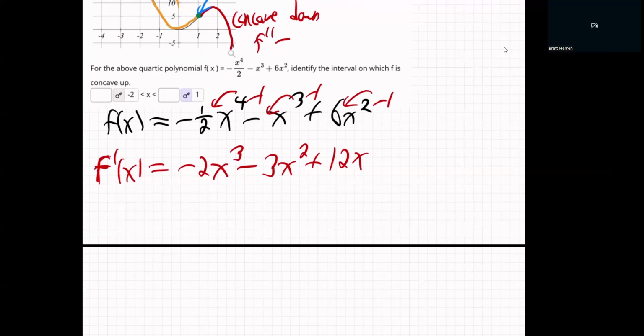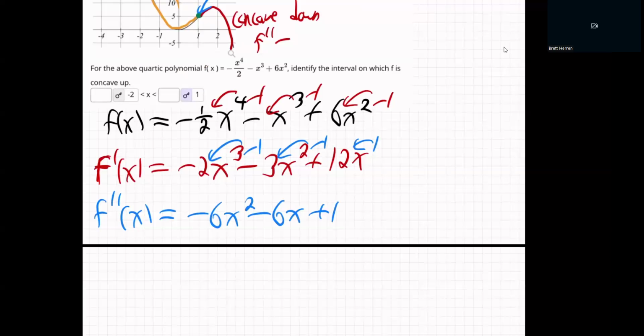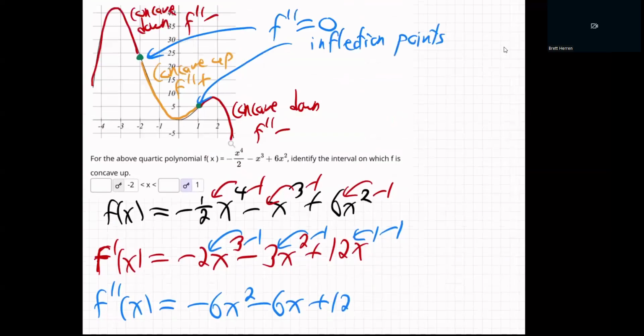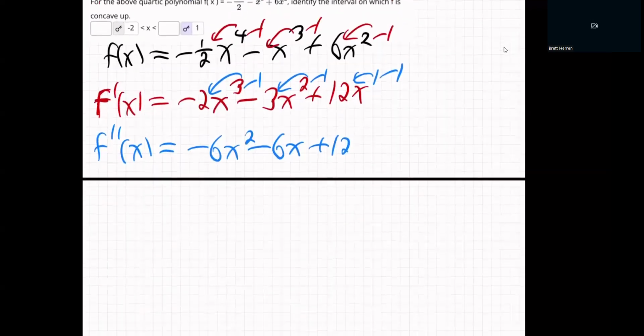Now we need a second derivative. Bring the 3 down: minus 6x squared. Subtract 1 from the power. Bring the 2 down: minus 6x. Subtract 1 from the power. And this is a 1 power. Bring it down, subtract 1 from the power. The x is gone. So there we go. We want the second derivative equal to 0 because those are our inflection points. So I set it equal to 0.